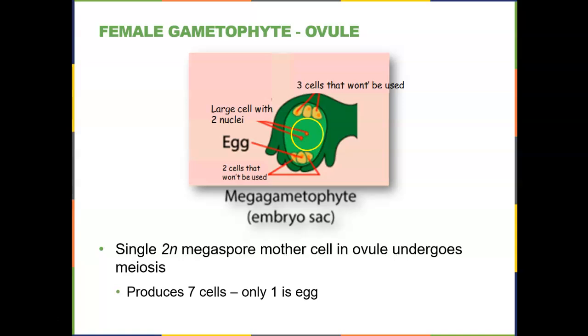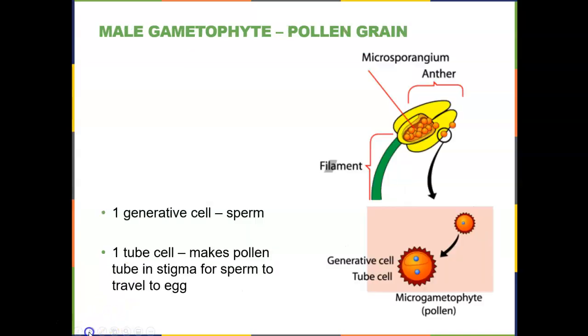Now you notice that here one of the cells is this big huge light green structure, and it has 2 nuclei. Then we have 1, 2, 3 cells on the top and 1, 2 cells here on the bottom that actually won't even be used for anything. So the only important cells are the egg itself and this large green cell with the 2 nuclei. And we'll see why that's important in a little bit.